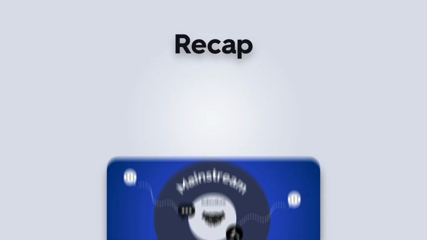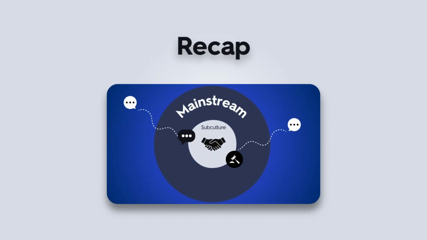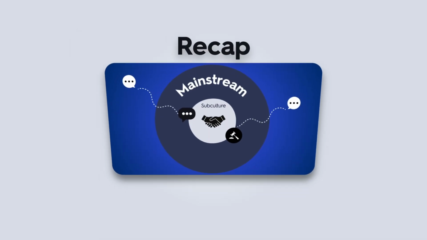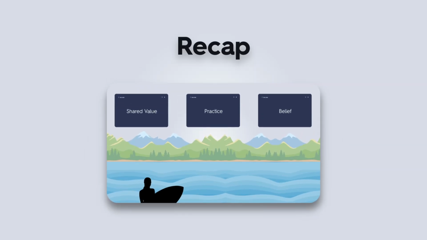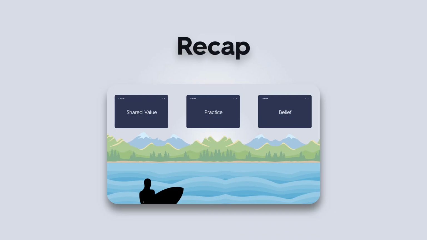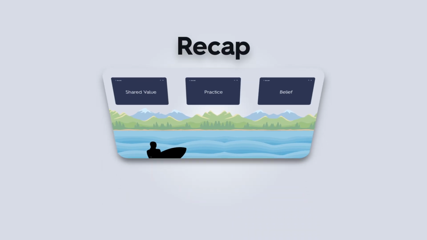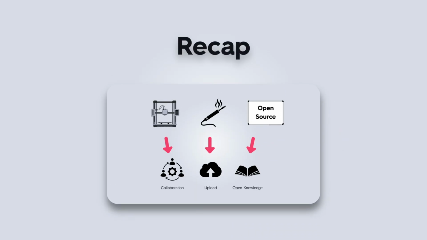To summarize, a subculture is a smaller culture nested within the mainstream. Use the nested circles model to remember the relationship and spot one by naming shared values, practices, and beliefs, like sneakerheads, surfers, or open source makers.